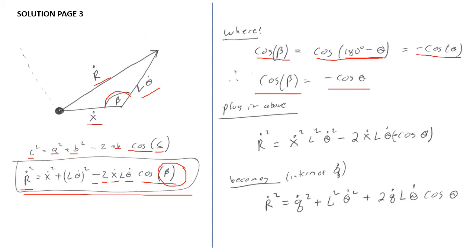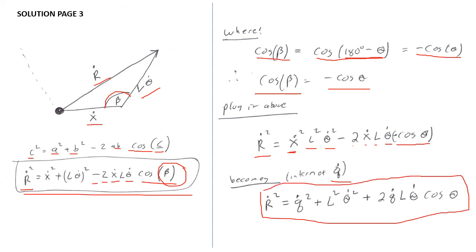What we end up with now is r dot squared is equal to x dot squared plus L squared theta dot squared, minus 2 times x dot L theta dot times the negative cosine of theta. So putting this in terms of our q dot now, instead of our x, this becomes r dot squared is equal to our q dot squared, when we replace our x with that, plus L squared theta dot squared plus 2q dot L theta dot times the cosine of theta.